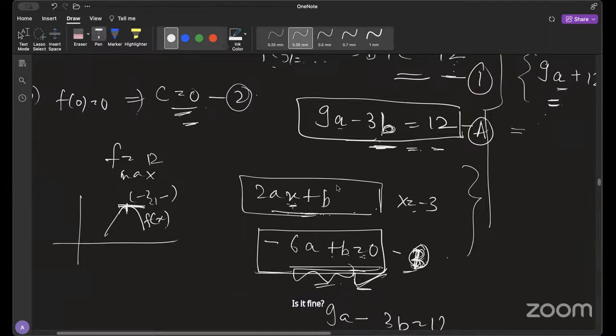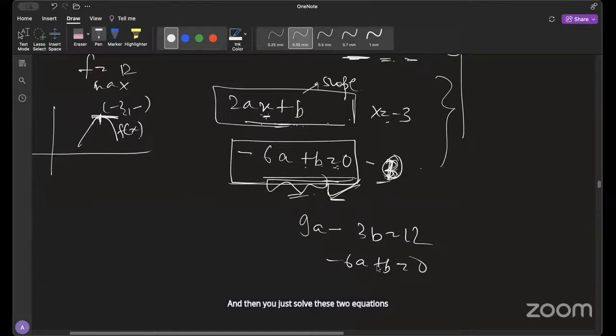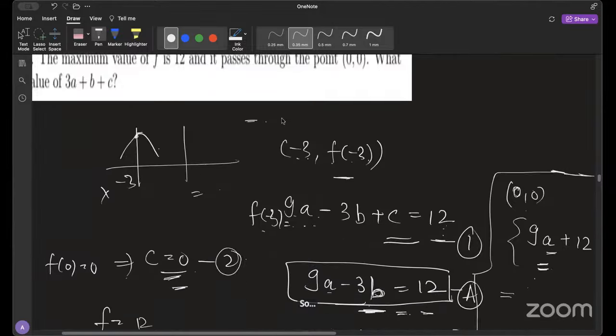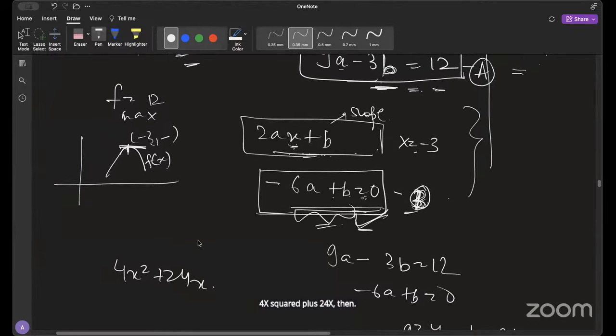Yes, ma'am. The slope. And then you just solve these two equations. So solving this, A is equal to 4, B is equal to 24. So your equation then will be 4x square plus 24x. And c is already 0, so that's not needed.